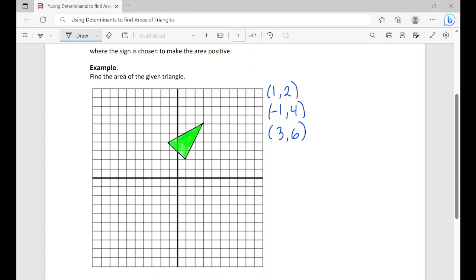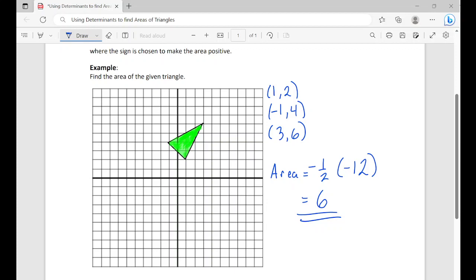So the area is equal to 1/2 times the determinant, which was -12. Now this is a problem. 1/2 times -12 gives me a -6. Can't have an area of a negative number. So instead of having a negative, I'm going to make this 1/2 also a negative to give me a positive when I multiply it. So -1/2 and -12 gives me a positive 6. So the area of this triangle is positive 6.